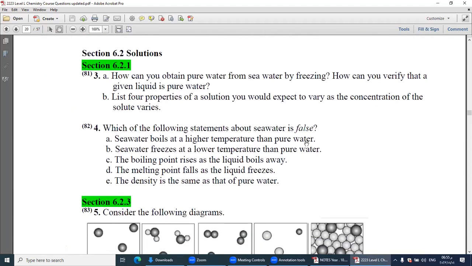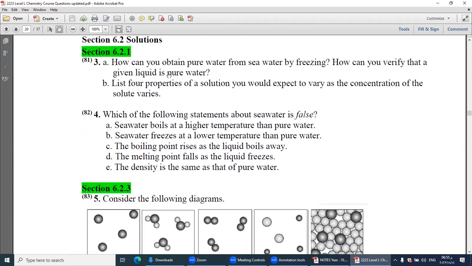After that, how can you obtain pure water from seawater? By freezing. Okay. How can you verify? Of course the liquid water is pure water. How can you obtain pure water from seawater? What can I do? Distillation, evaporation, then condensation.